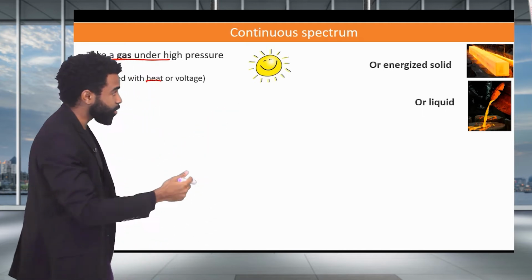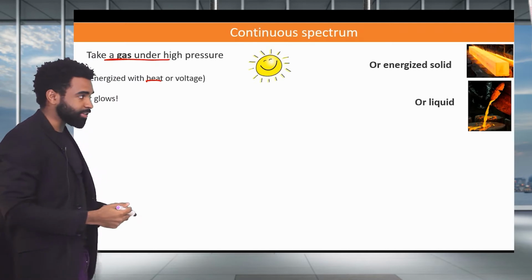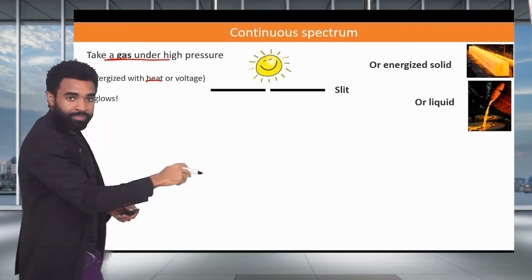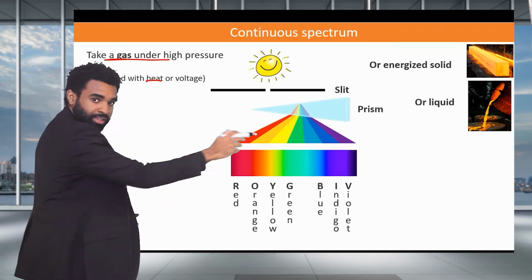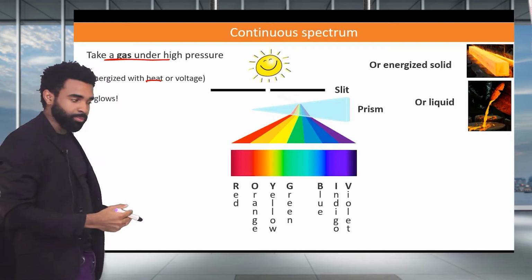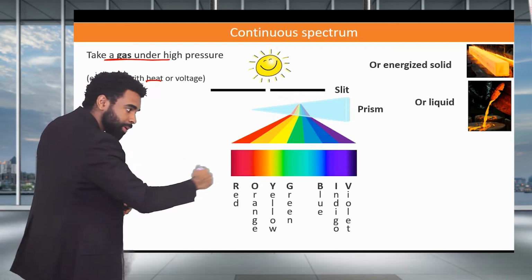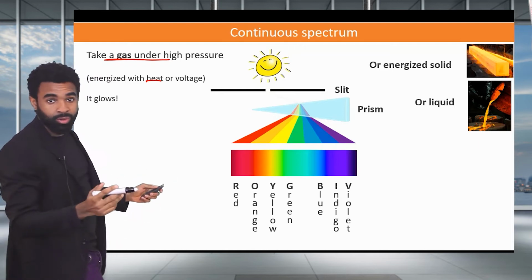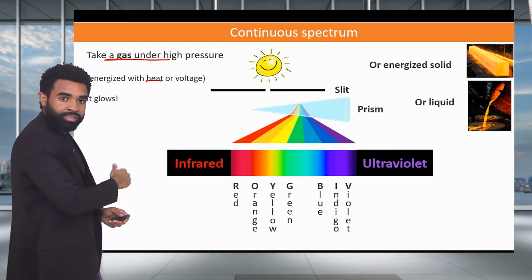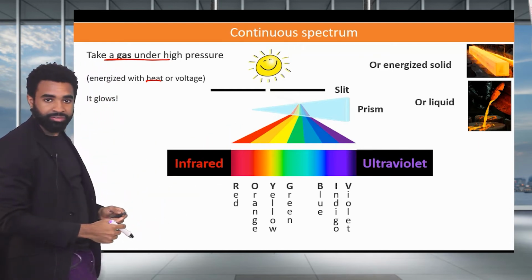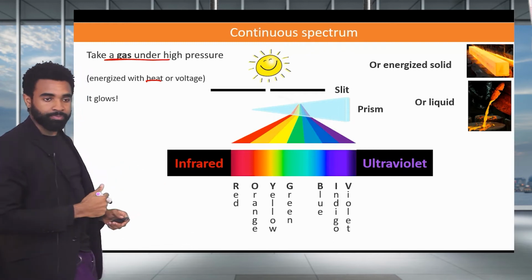Now, if we take this glow, this light being emitted from these bodies, and we pass it through a slit and a prism, we get this rainbow spectrum that you're all familiar with. And we know that there are colors above and below the spectrum that we can't quite see, the infrared series and the ultraviolet region as well. The infrared region, I mean.